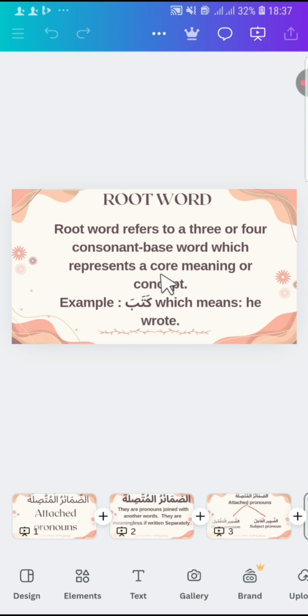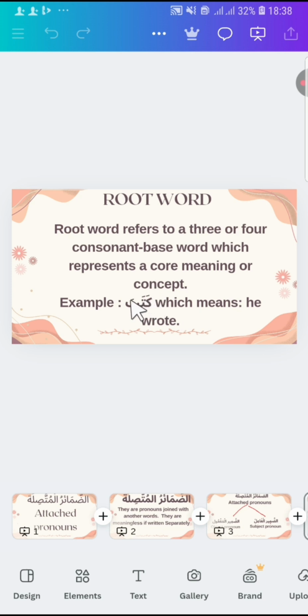We want to talk about the attached pronoun. Before we talk about it, we should know that there are root words before we can attach these pronouns, because we said that these pronouns are meaningless if written separately. For example, let's take kataba. Kataba means he wrote. But we should know that kaf, ta, and ba is the root word.